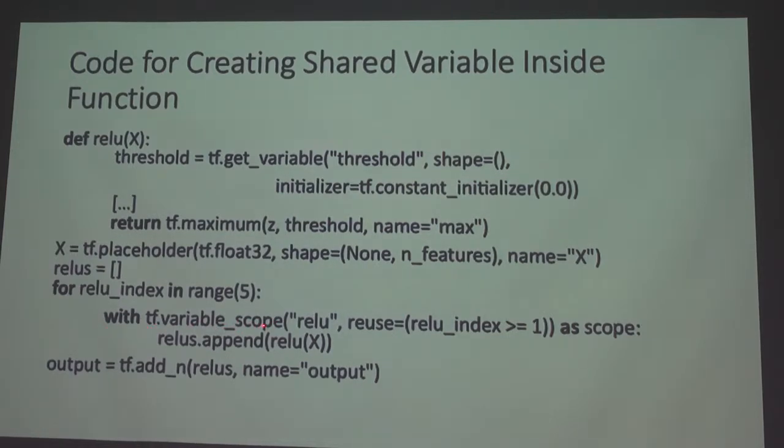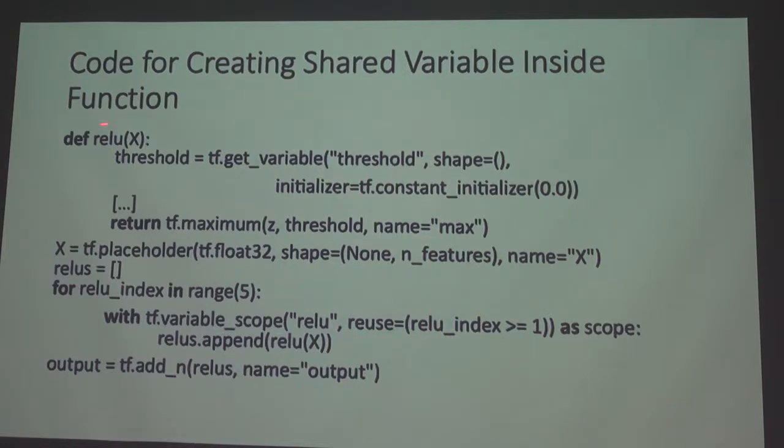With tf.variable_scope, reuse equal to redo_index greater or equal to 1. So if the redo_index is greater or equal to 1, the reuse is going to be true. If it's the first time you call redo, the index is going to be 0, so reuse is set to false. So the first time you call it, you're going to create this threshold.